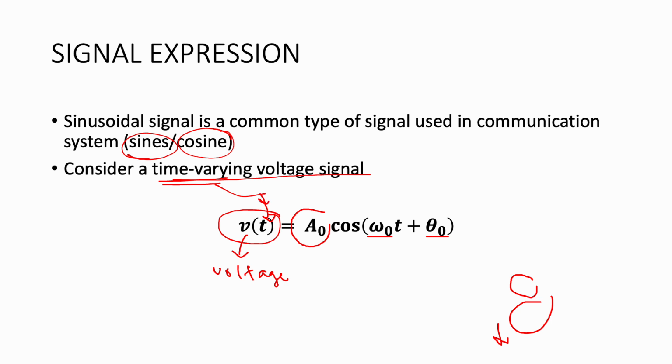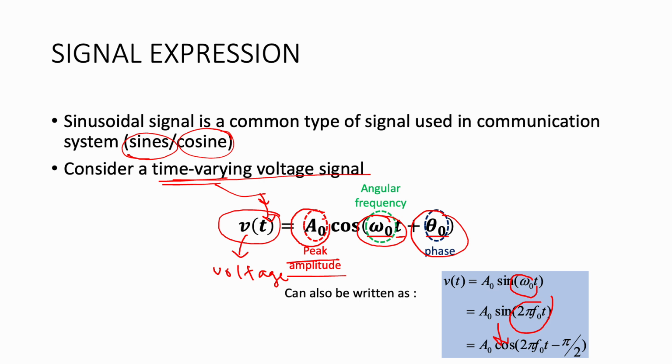The A naught here represents the peak amplitude, and the omega naught here is known as the angular frequency. Plus theta naught here is the phase change. This equation can also be written in another form: we can rewrite it from cosine to sine, and of course it will have a phase change.